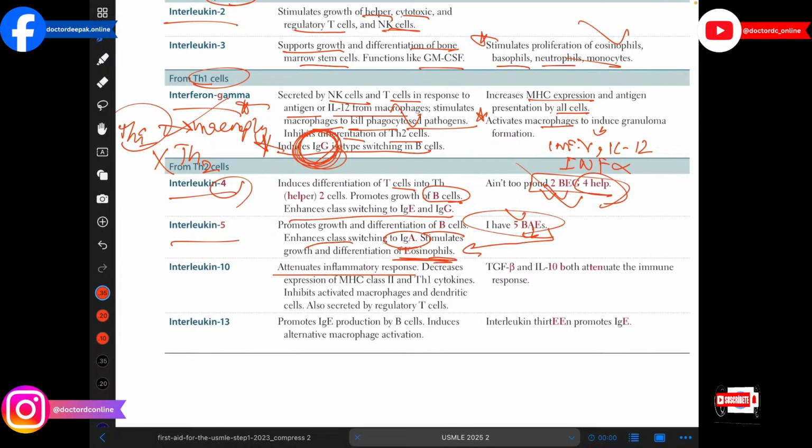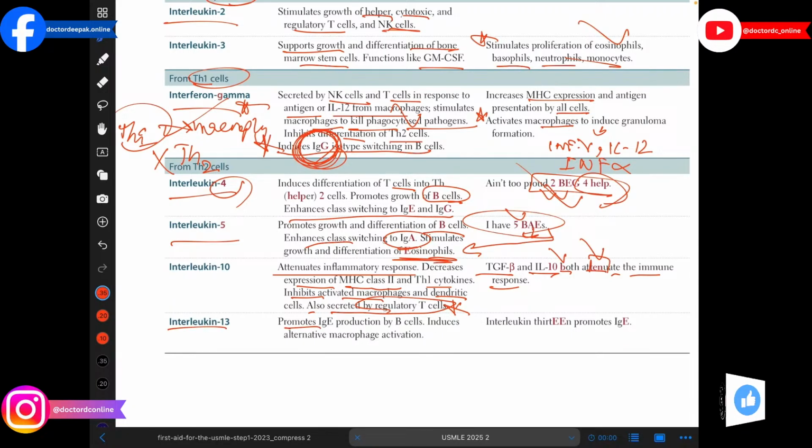They attenuate or decrease expression of MHC class 2 and Th1 cytokines and inhibit activated macrophages and dendritic cells. They are secreted by regulatory T cells. You already know regulatory T cells are going to regulate and maintain the immune response. So they are anti-inflammatory cytokines: interleukin 10 and transforming growth factor beta. They have a mnemonic that both attenuate the immune response, both transforming growth factor beta and attenuate 10. This stands for interleukin 10.